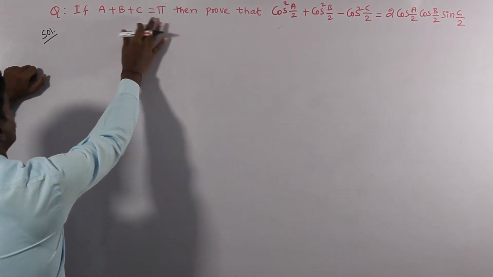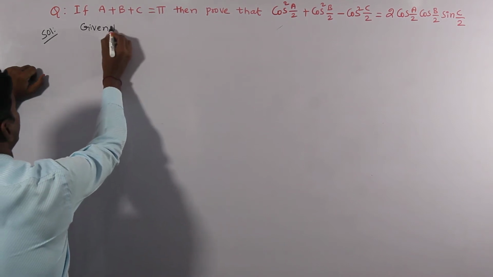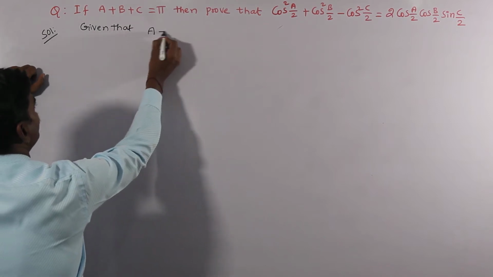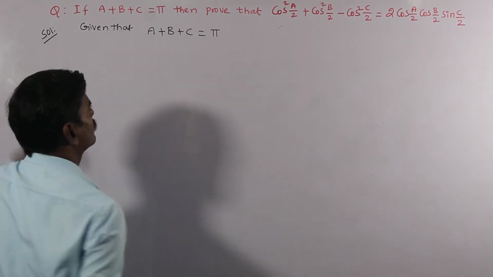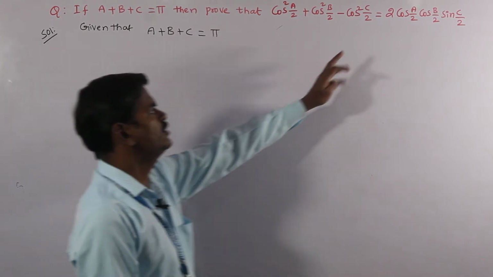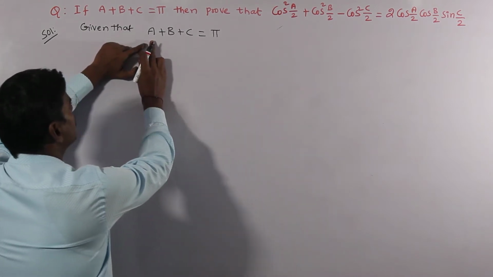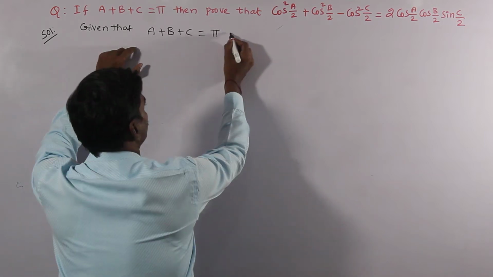Okay, let us write the given condition. To get the required proof, we have given that A plus B plus C equals pi. When I saw A by 2, B by 2, C by 2 in the required proof, I wanted to convert the given condition in terms of A by 2, B by 2, C by 2. That is possible.